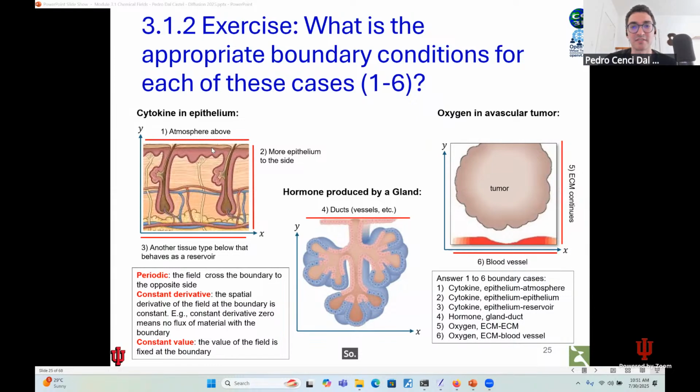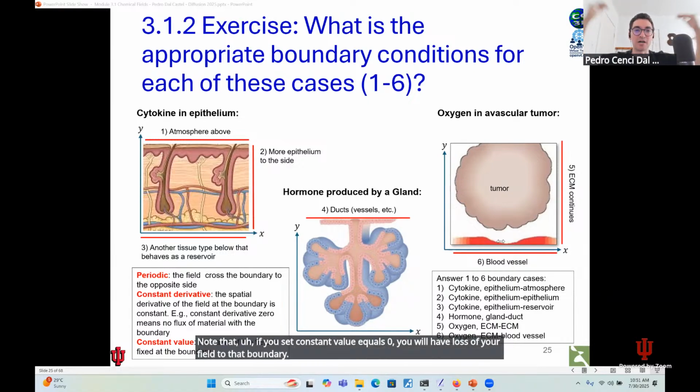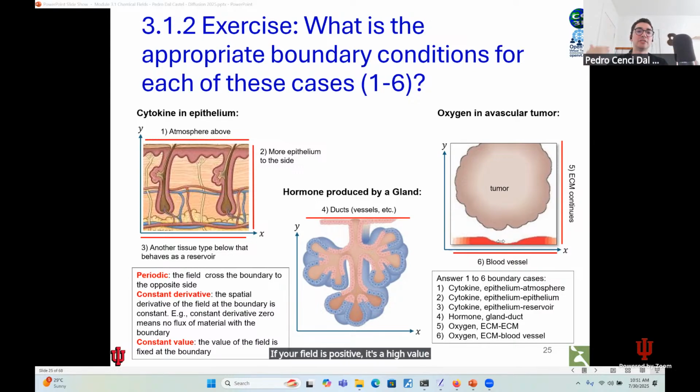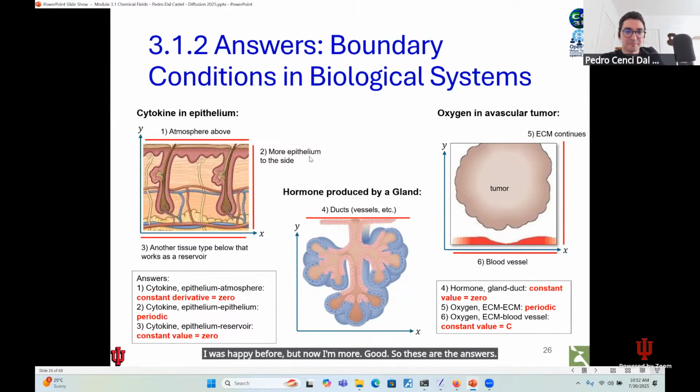So 1 to 6. Let's go. Note that if you set constant value equals zero, you will have loss of your field to that boundary. If your field is positive, is a high value, and the boundary in question has a constant value of zero, you are losing the field to that boundary. So these are the answers. And I will go through the answers one by one, explaining why I'm choosing these types of boundary conditions.